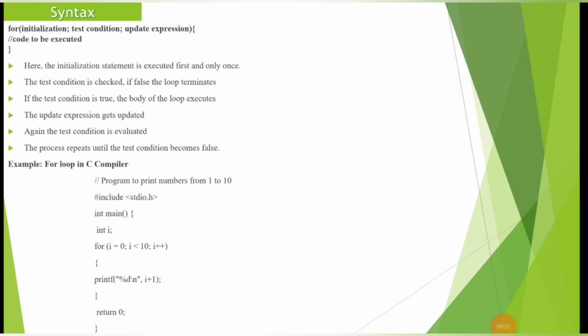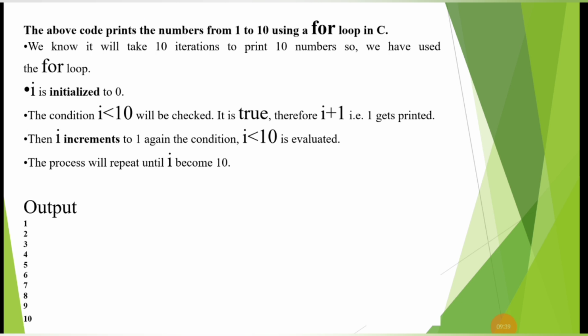So see, this is an explanation for the above code. The above code prints the numbers from 1 to 10 using a for loop in C. We know it will take 10 iterations to print 10 numbers, so we have used the for loop. First, I is initialized to 0. The condition I less than 10 will be checked.